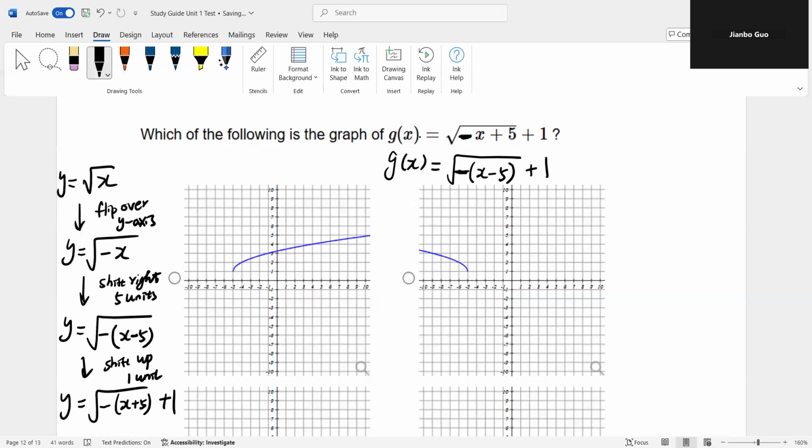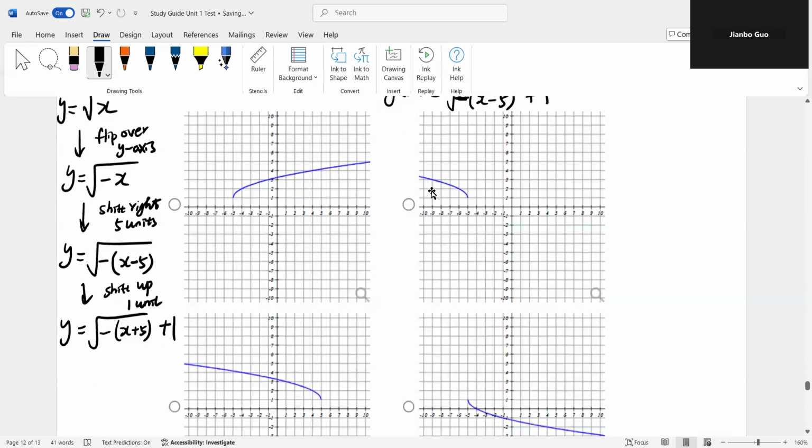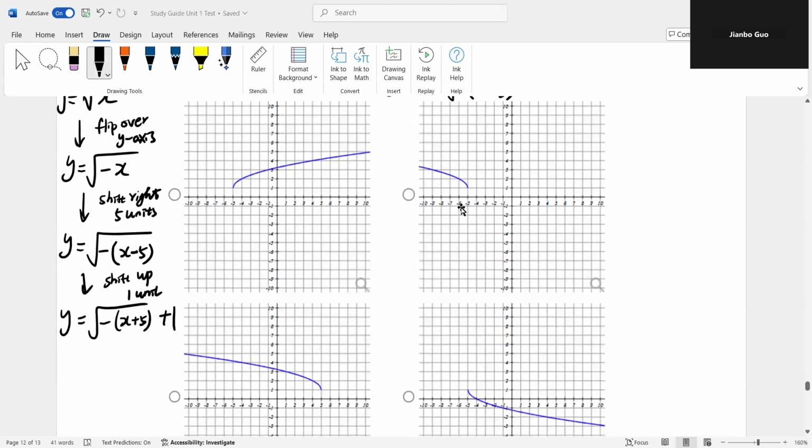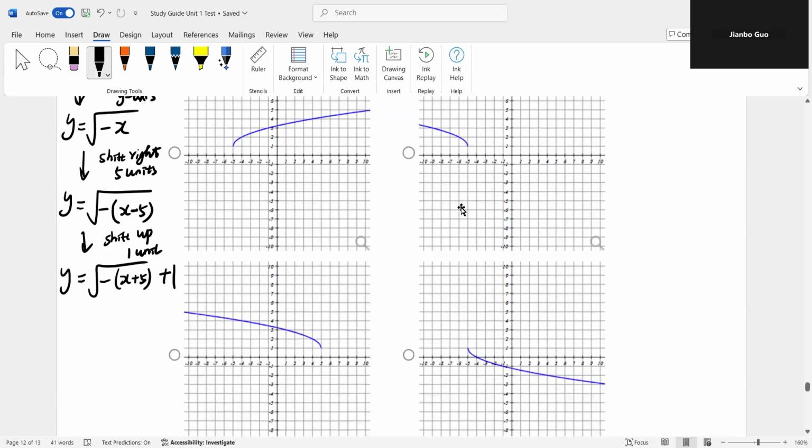So if we let's use the bottom left graph to demonstrate the change. The mother function, right? And then after we multiply the input by -1, we flipped over the vertical axis. And then shift to the right 5 units. 1, 2, 3, 4, 5. And you have this. And then shift upward 1 unit.